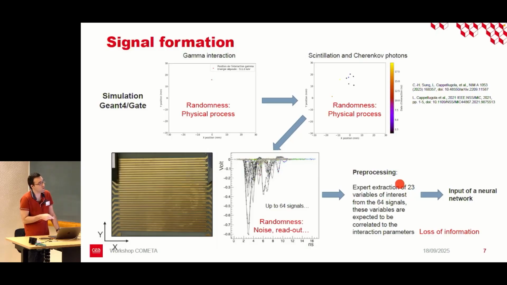Here I said that we extract some variables from this signal to be faster for the neural network, so we can have a loss of information. So there is a lot of uncertainty, so random fluctuation uncertainty, systematic uncertainty, and that's why we know that we won't be able to reconstruct very precisely always the position of interactions. So that's why we also need a neural network that is able to provide uncertainty quantification for each event to be able to assess the precision of the reconstruction.